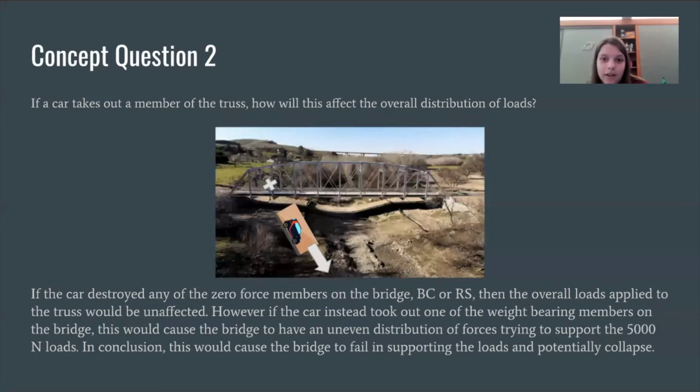However, if the car took out a two force member and then the weight-bearing members on the bridge, this would cause the bridge to have an uneven distribution of forces trying to support the 5,000 Newton loads from the bridge that we have from our original problem. In conclusion, this would cause the bridge to fail in supporting the loads and potentially collapse.